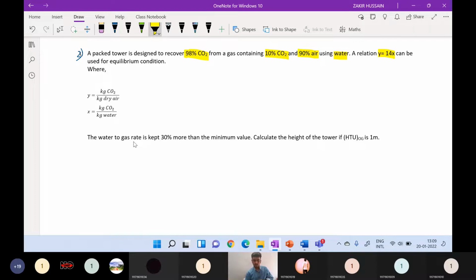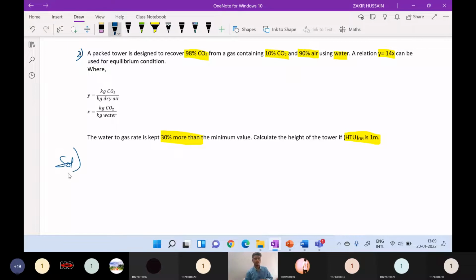Then the water to gas rate is kept 30% more than the minimum value. So L by G is 130 divided by 100. Calculate the height of the transfer unit HTUOG, which is given as 1 meter. Then we have to calculate the height of the tower, Z.